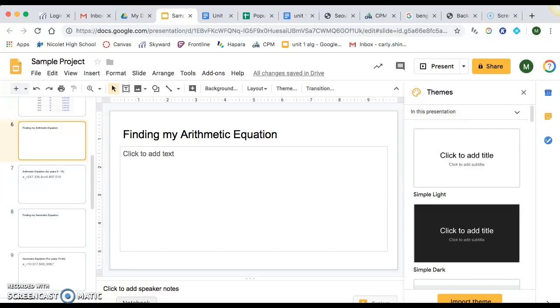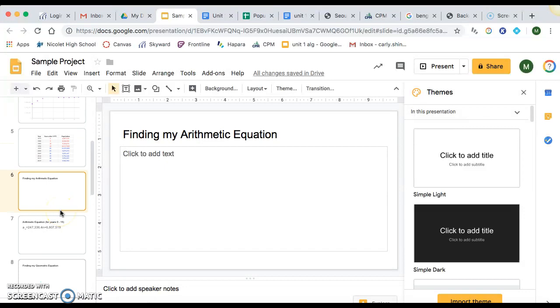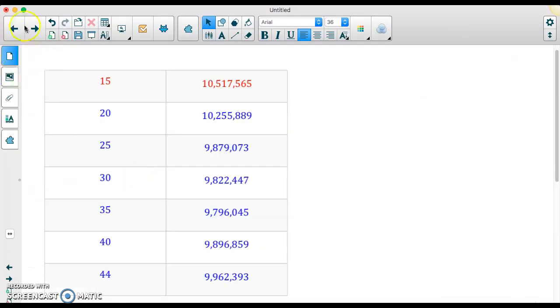Next, I need to find my equations. So this is probably the trickiest part of this project. So I'm going to walk you through how to find both an arithmetic and a geometric equation. Listen up, folks. You do not have to do both. You don't have to do both. I'm doing both so that no matter what kind of data you have, you know how to do it. But don't feel like you have to do both.